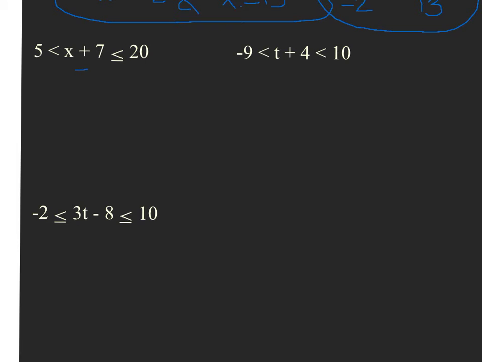So what I'm going to do is I'm going to get rid of the 7. But I need to get rid of 7 everywhere. So I need to get rid of it on the left side, and I need to get rid of it on the right side also. So now I have 5 minus 7 is negative 2, less than x. That canceled out, is less than 13.